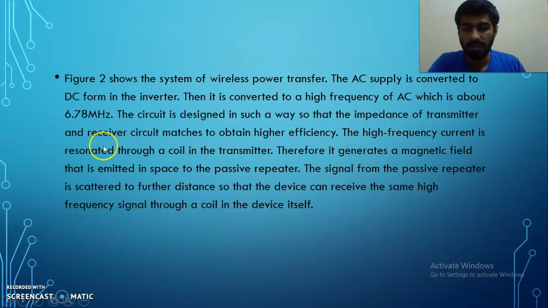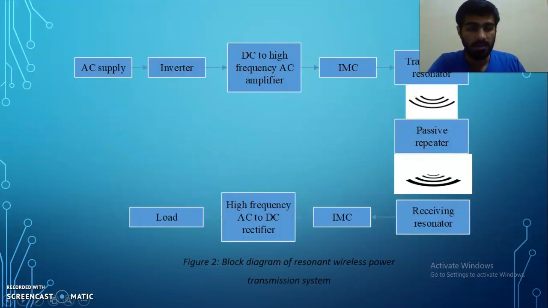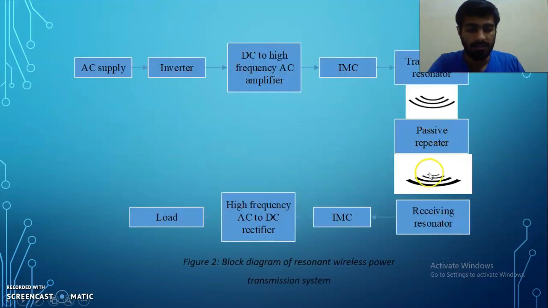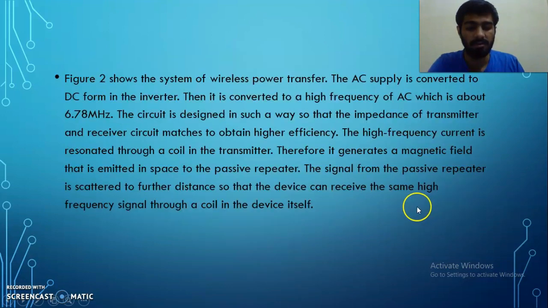The high frequency current is routed through a coil. There is a coil inside this resonator which allows the signal to be transmitted. The current inside the coil circulates in a circular shape, and that will produce a magnetic field which will transmit the signal, and that signal will be caught by the passive receiver and then amplified. Then that amplified signal will be received by the resonator.